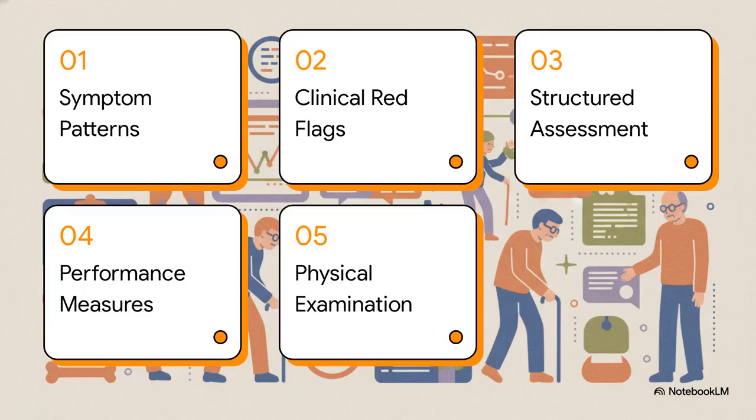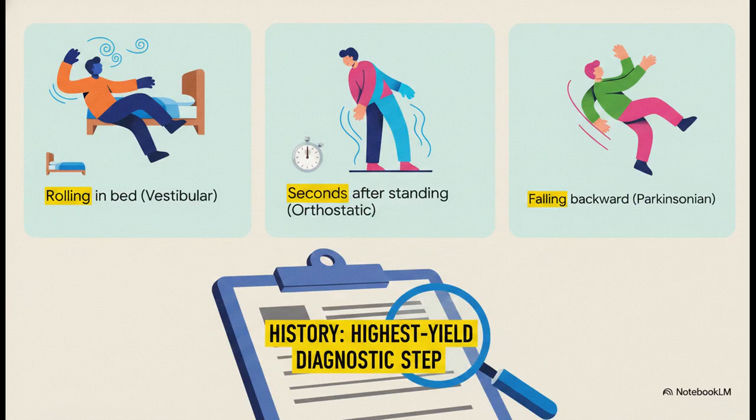Here's our quick roadmap for today. We're covering 5 key areas. 1. Symptom patterns by mechanism. 2. Identifying clinical red flags. 3. The structured assessment protocol. 4. Standardized performance measures. And finally, 5. The mandatory physical examination.